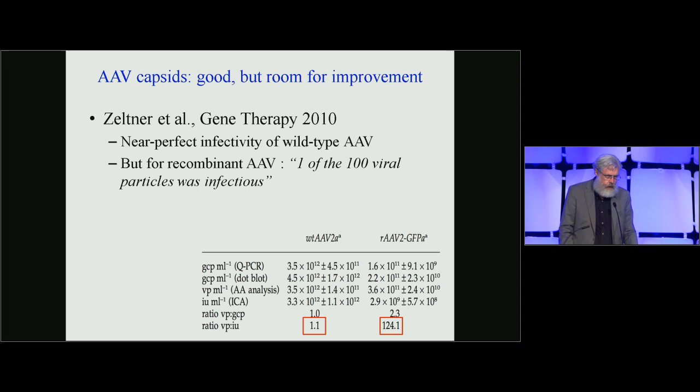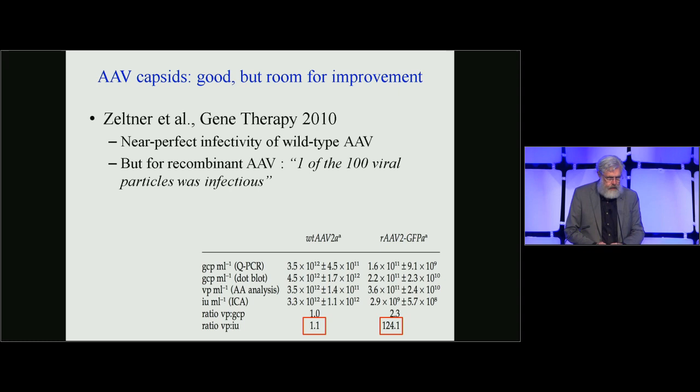So I think AAVs are a good vector, obviously, an efficient one, but there's plenty of room for improvement. For example, as far as I know, no one is near a vector delivery that's close to the wild type of viral particle itself, off by about a factor of 100 in this article.